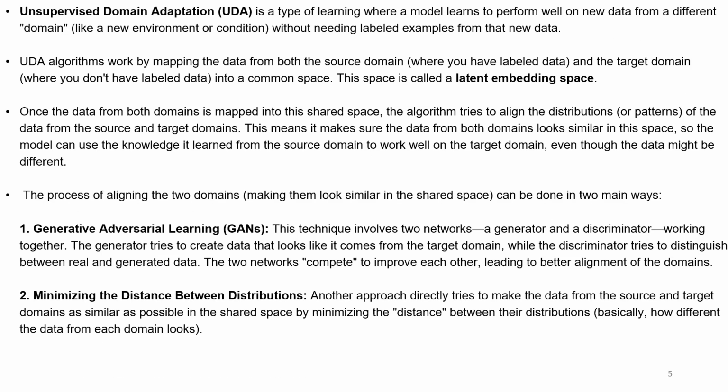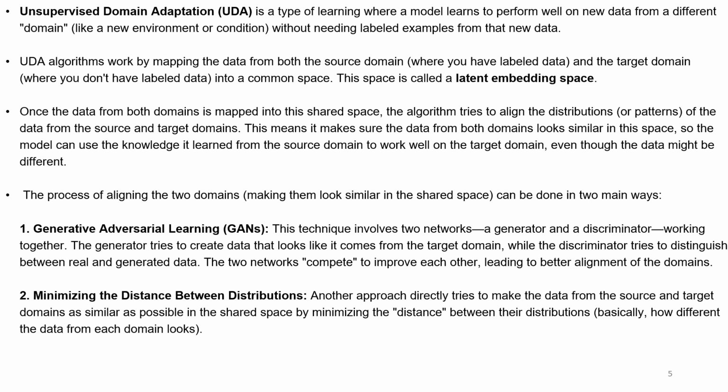UDA, unsupervised domain adaptation, is a type of learning where a model learns to perform well on new data from a different domain without needing labeled examples from that new data. UDA works by mapping the data from both the source domain and target domain to a common space. This is called the latent embedding space. The process of aligning these two domains can be done in two main ways: generative adversarial learning and minimizing the distance between distributions. In a GAN, two networks are used, a generator and a discriminator. These two networks compete to improve each other, leading to better alignment of the domains.